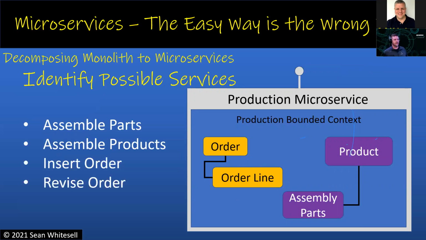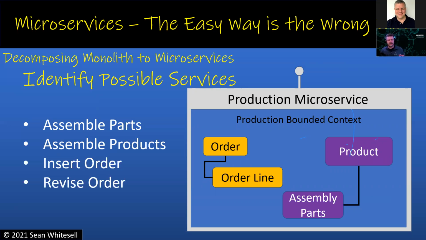Okay, so now we have a microservice that has one bounded context for production management, such as you maybe expose some functionality such as assemble parts, assemble products, insert an order, revise an order, things like that. Now, I say possible because you may look at this and go, I would still separate them. That's great. That's your call. You should look at things like this. And this is a very simple contrived example as well.